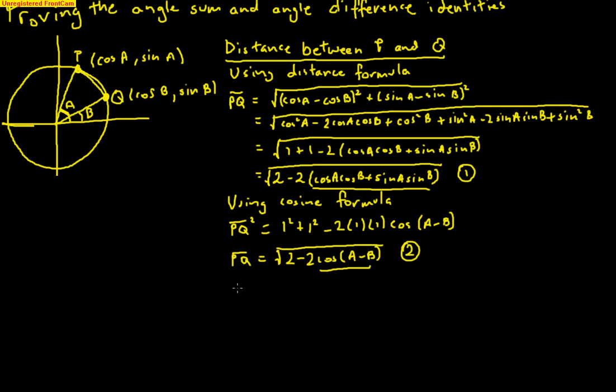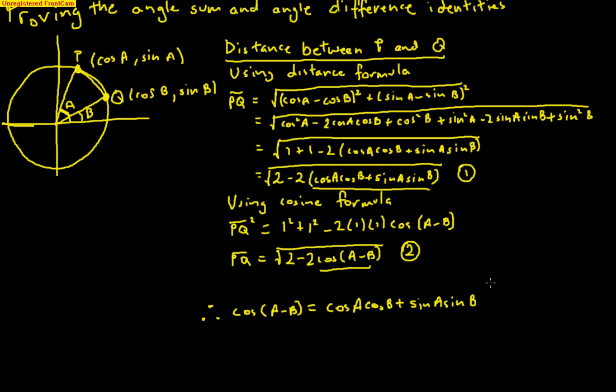And this helps us to show that cos of A take B, so the difference in two angles, is the same as cos of A cos B add sine A sine B.